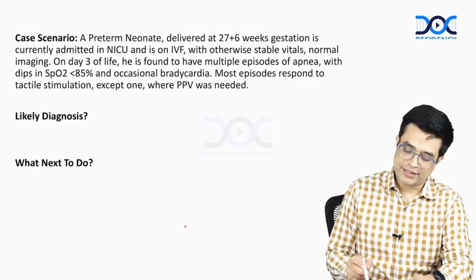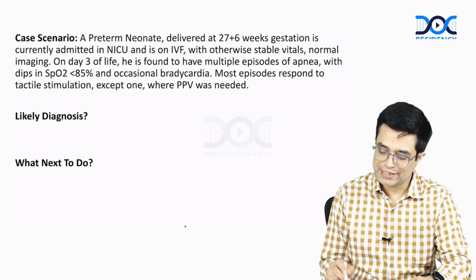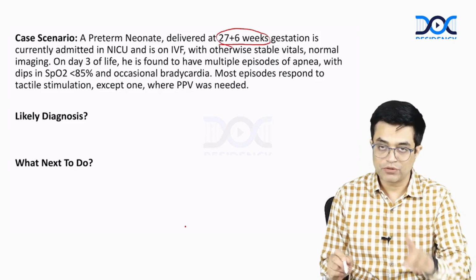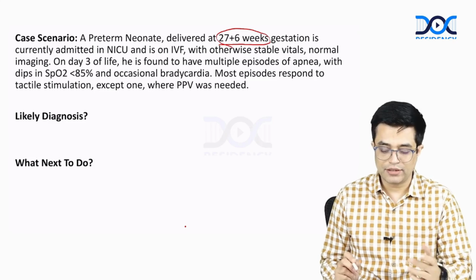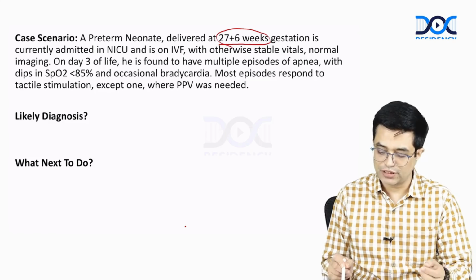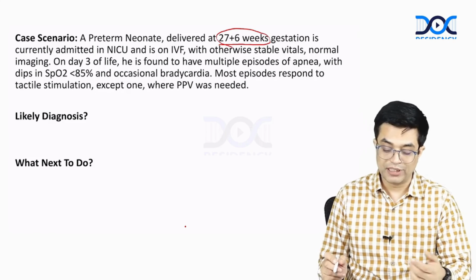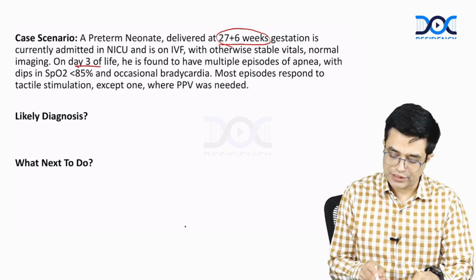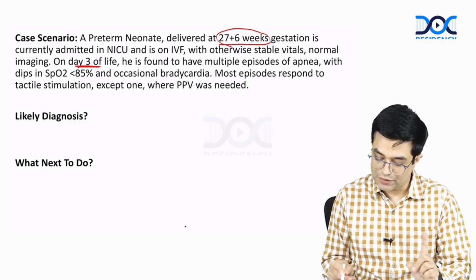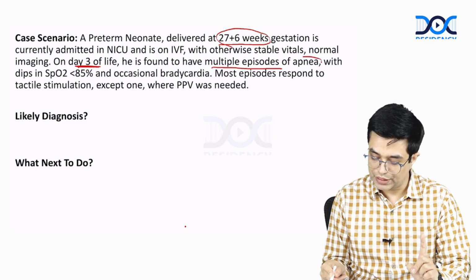The question says there is a preterm newborn delivered at 27 plus 6 weeks, so less than 28-week child. Point to note first. He is currently admitted in newborn ICU and he is on IV fluids with otherwise stable vitals, normal imaging whenever it was done, not mentioned. On day 3 of life, so in the first week, he is found to have multiple episodes of apnea.